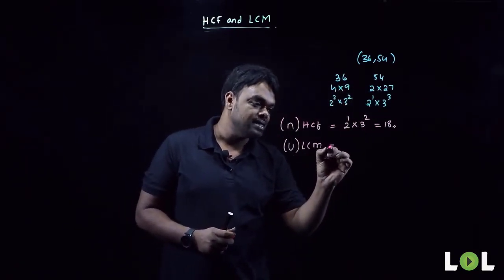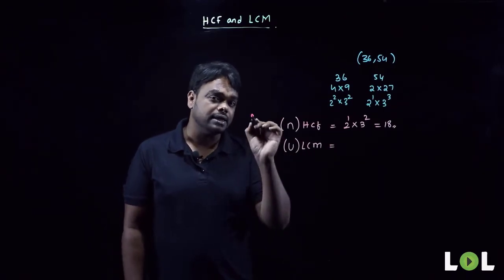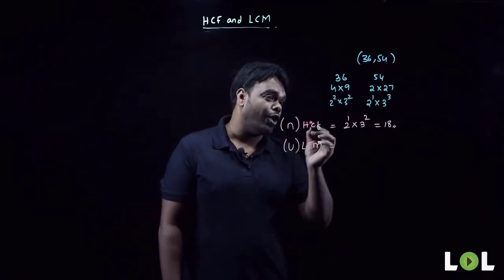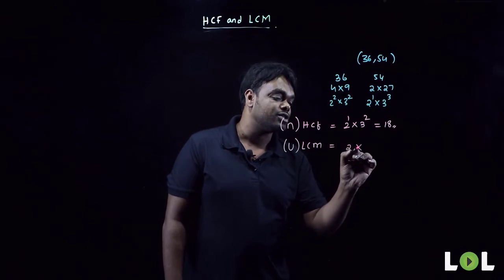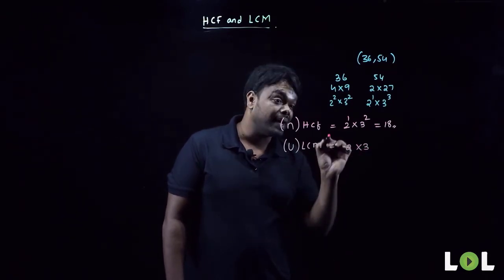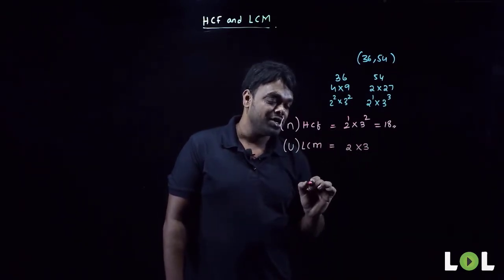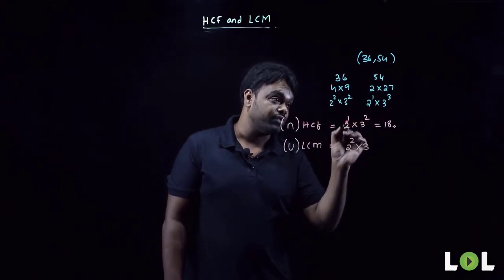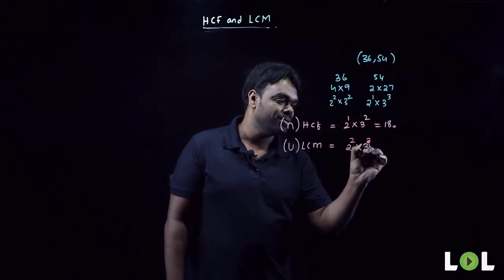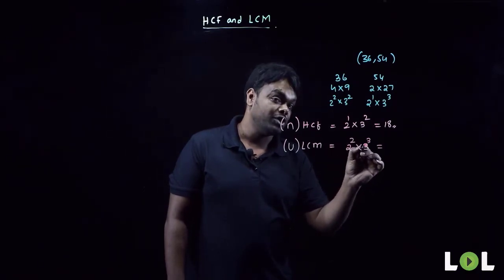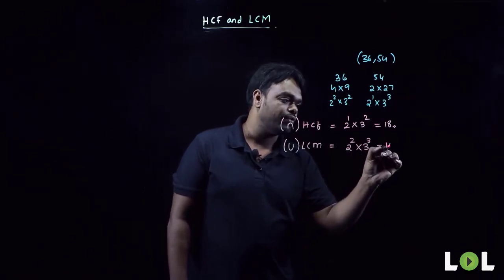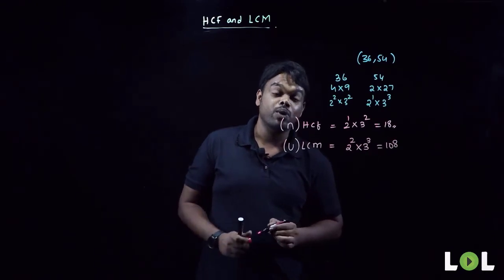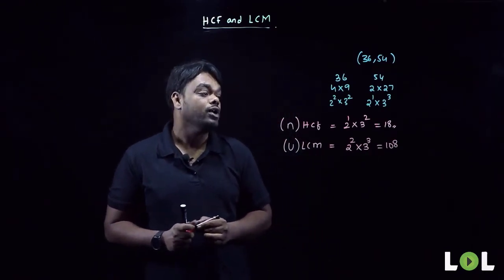Now if I talk about the LCM, union operation, it means consider all the bases. Here we have only 2 bases, 2 and 3. But consider the highest powers. What is the highest power of 2 in both the numbers? 2 square. The highest power of 3 in both the numbers? 3 cube. 2 square is 4. 3 cube is 27. 27 into 4 is 108. So 108 is the LCM of both the numbers.